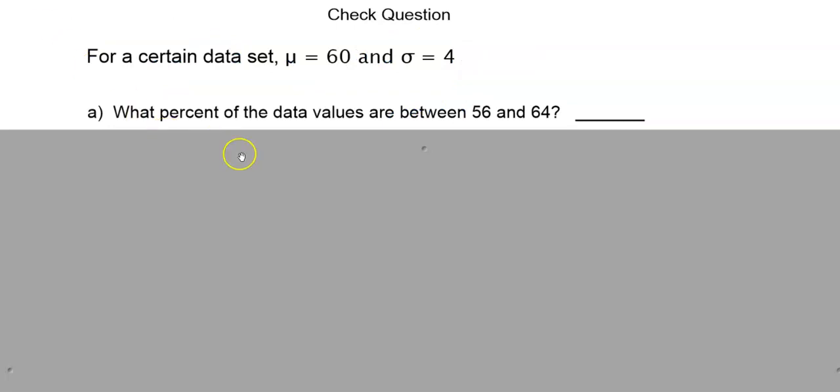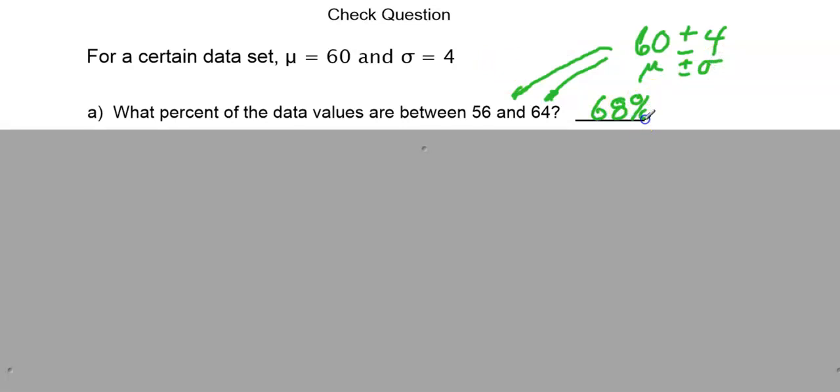Now let's do a little quick check question. Suppose you have a data set and you're told that the mean is 60 and the standard deviation is 4. Then approximately what percent of the data values are between 56 and 64? Well, you'll notice that if you write 60 plus or minus 4, then that's the same thing as 56 and 64. So this is mu plus or minus sigma. And we know that by empirical rule, that would be 68%.